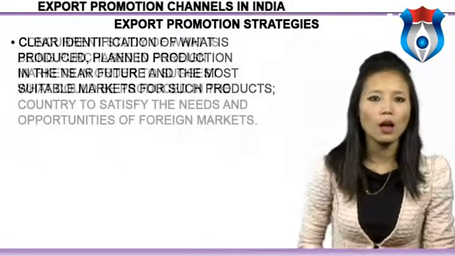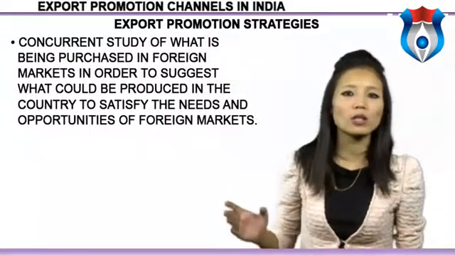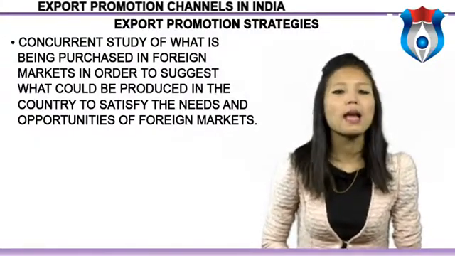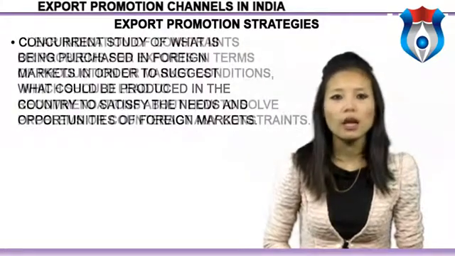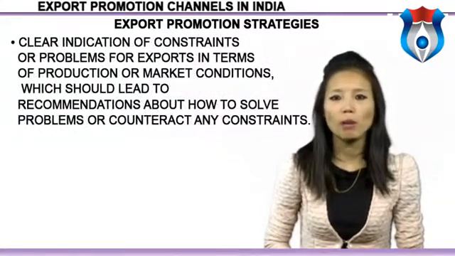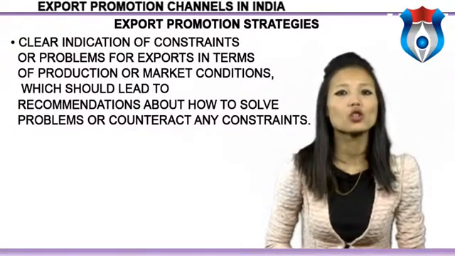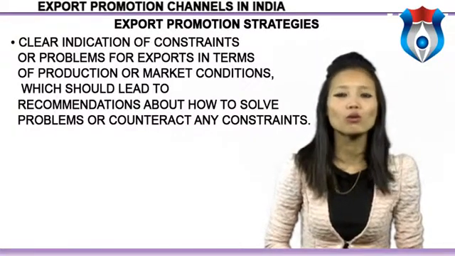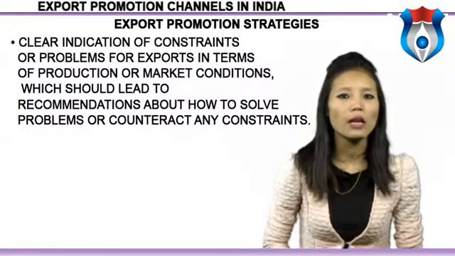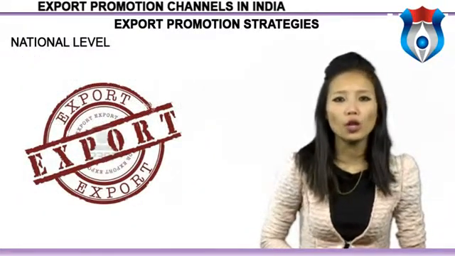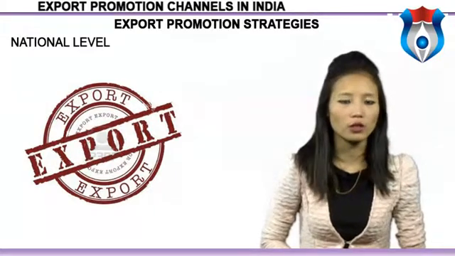for such products; concurrent study of what is being purchased in foreign markets in order to suggest what could be produced in the country to satisfy the needs and opportunities of foreign markets; clear indication of constraints or problems for exports in terms of production or market conditions, which should lead to recommendations about how to solve problems or counteract any constraints. National level. The government sets the overall economic direction and trade development strategy.